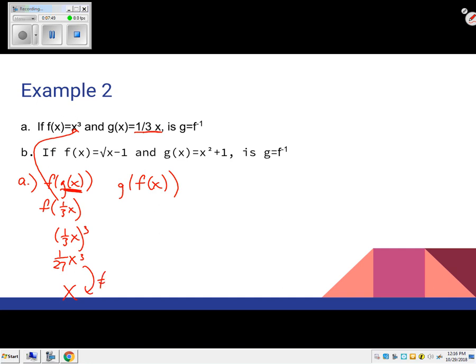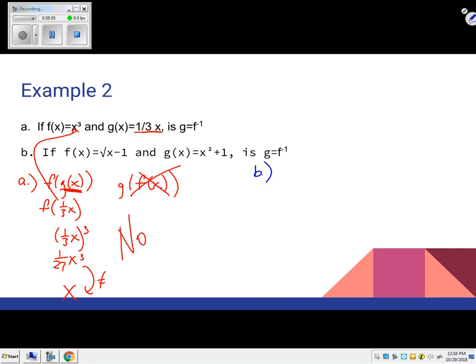Well, (1/3) cubed is 1/27, so 1/27 x cubed. That does not equal x. Therefore, they kind of look like they would be inverses. You get the x cubed and 1/3 x, but they did not come out to be equal to x. So this would just be a big no. No need to even worry about the other composition because I've already got an answer other than x. So this would be a no.